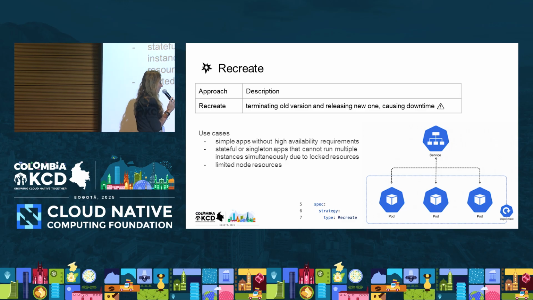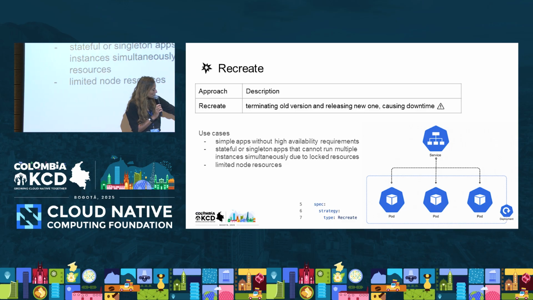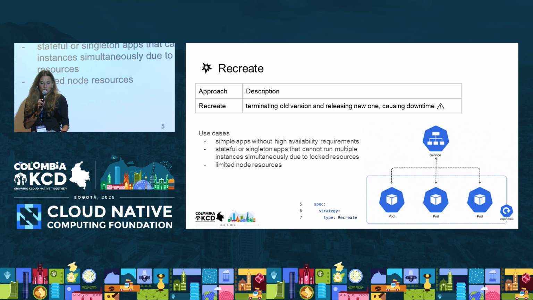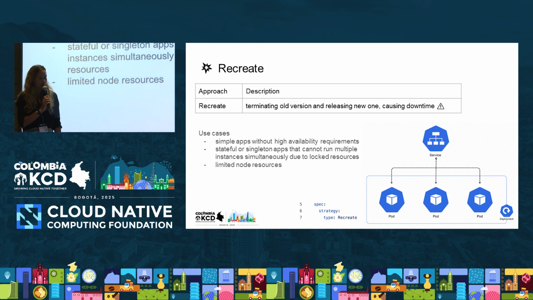How does it look in the code? In the deployment resource, we just add the strategy. So very simple, just 2 lines. And that's how we have this simple deployment strategy.